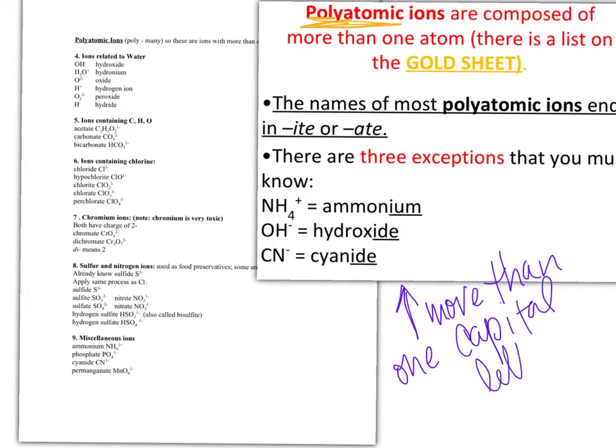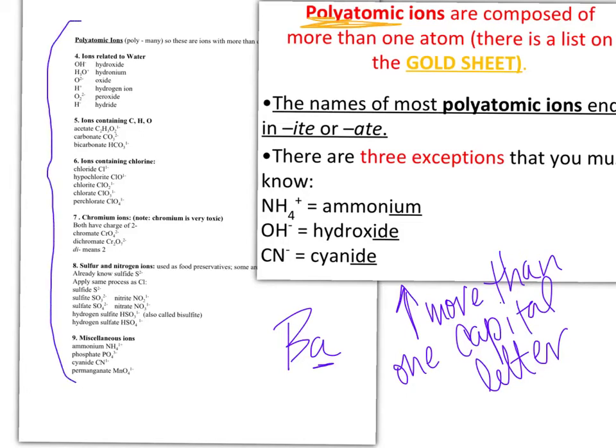Okay? You're going to be writing formulas a lot more, and you have to remember that when you write a formula, say for barium, the second letter has to be lowercase. Some people have trouble with that, and you really need to start making sure you do that now or you will get confused. So polyatomic ions have more than one atom, and this is a really nice list because it's separated by type.